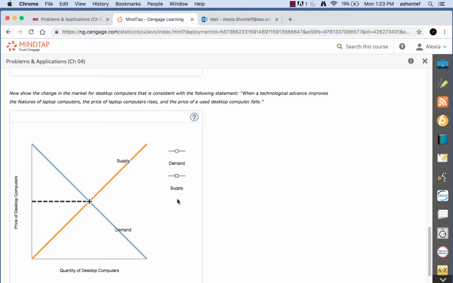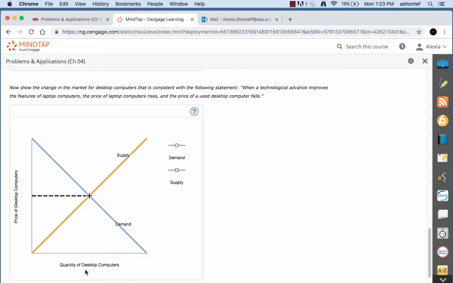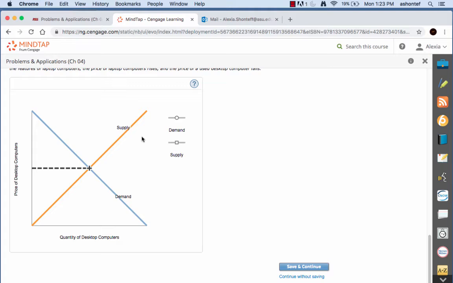And then this part of the question is kind of building up off that first part. It says, when a technological advance improves the features, the price of laptop computers rises. Well, that was just what we did. And then it tells us the price of used desktop computers falls. So this picture is for desktop computers. So really what it's asking is, what is happening to the demand for desktop computers, because the price of some other good, which in this case would be laptops, has changed. So this is kind of looking at the prices of substitutes changing. So hopefully that will help you.